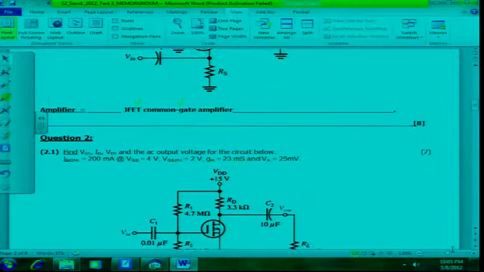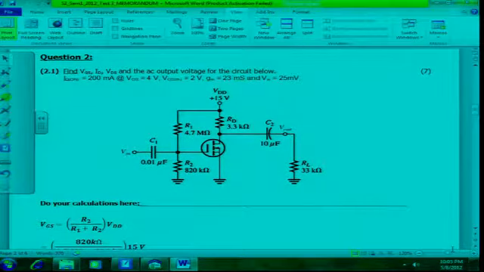Question number 2. 2.1, find VGS, ID, and VDS and the AC output voltage for the circuit below. I see I forgot to write where I found this, but this was an example from that chapter. Can't remember the example number. And then the values were given. ID on 200 milliamps at VGS is 4 volts, VGS threshold 2 volts, GM 23 millisiemens, and VN 25 millivolts.